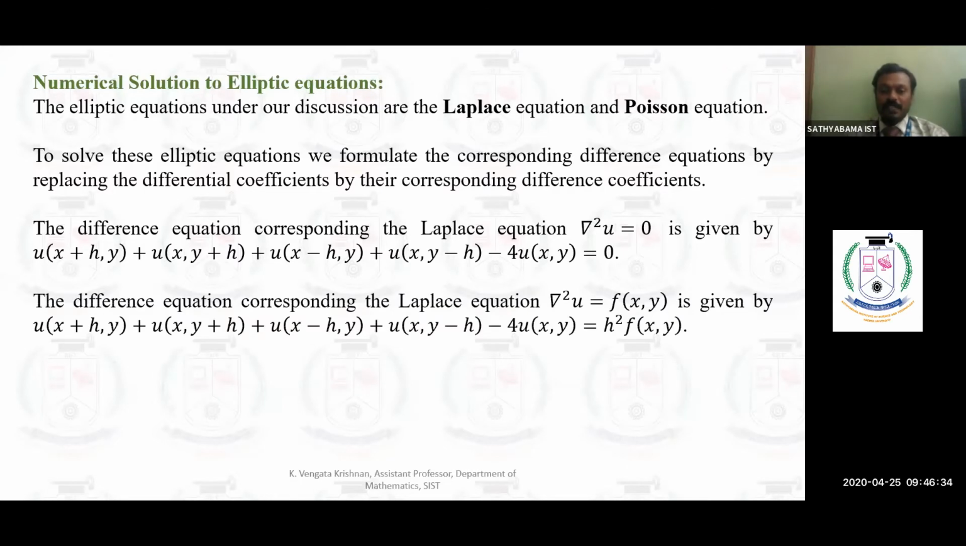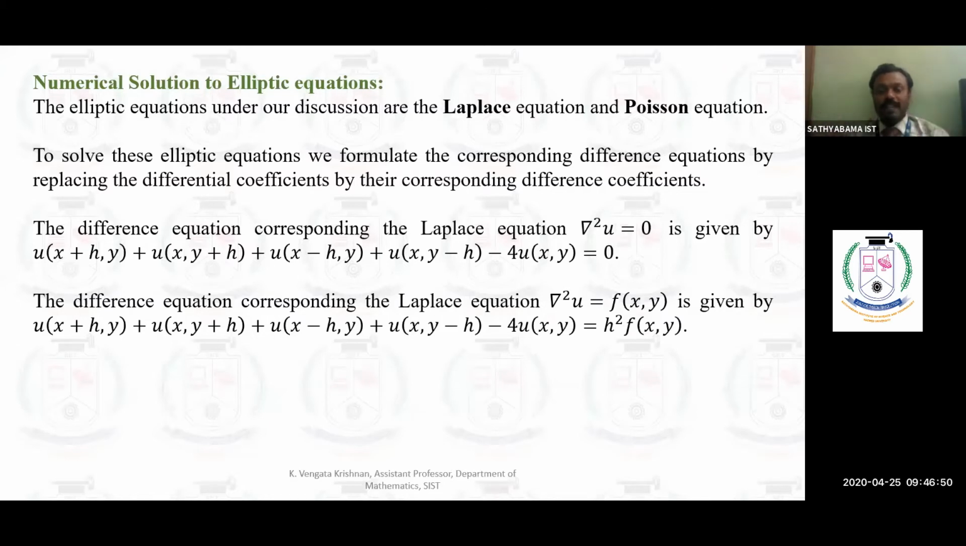Next, the difference equation for the Laplace equation. The only difference is going to be the right hand side. It's a non-zero function f of x comma y. So it's going to be u of x plus h comma y plus u of x comma y plus h.